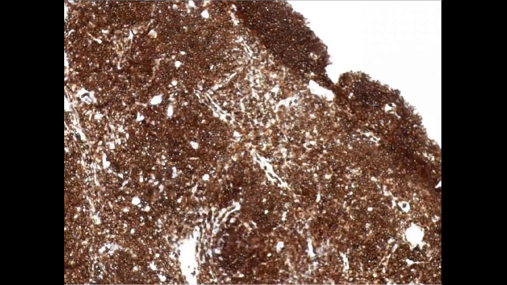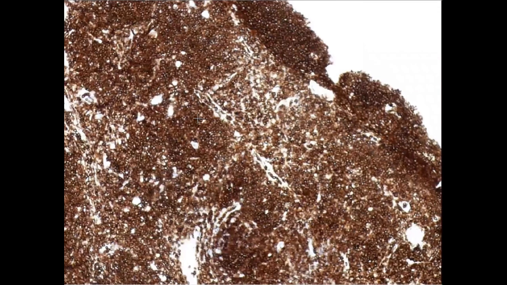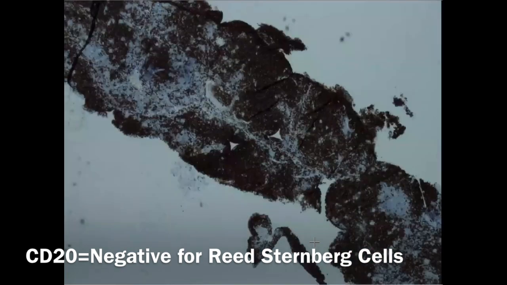Okay, so look at this area. See, all cells are stained, but you have this gap not stained. These are large cells. And if you want to confirm your observation, you should go to the H&E and see that you have these large cells in this area. So I'll get back to CD20 because the Reed-Sternberg cells in classic Hodgkin lymphoma, they lose the B cell antigens.